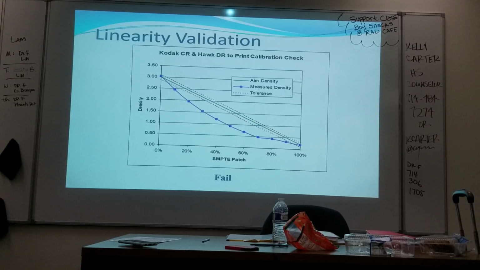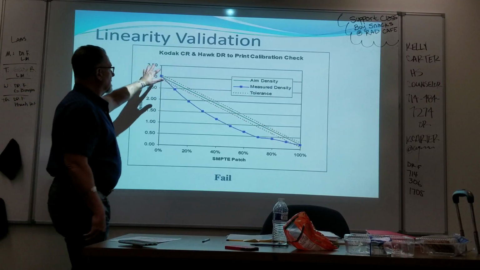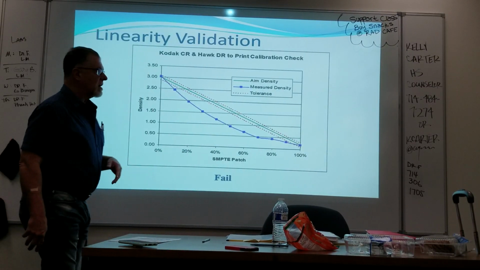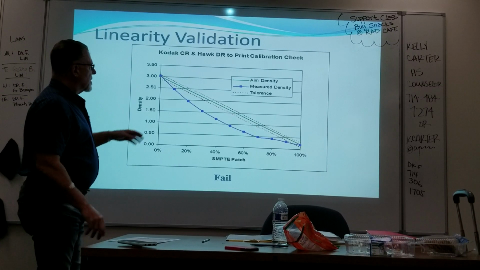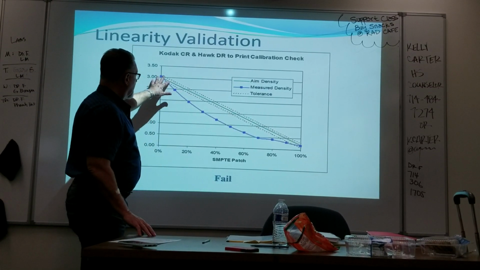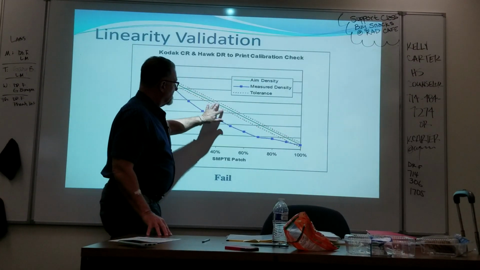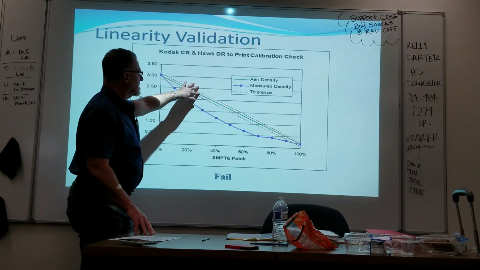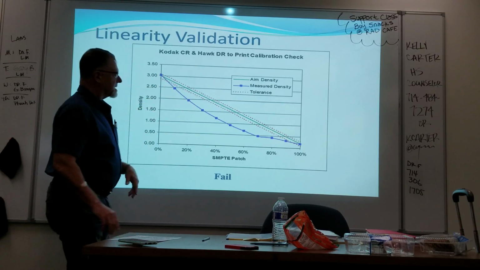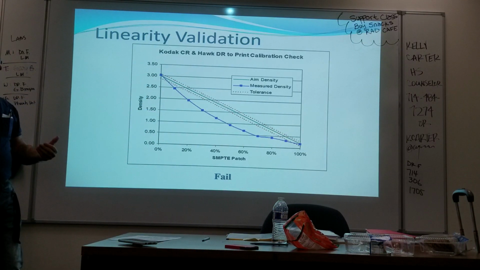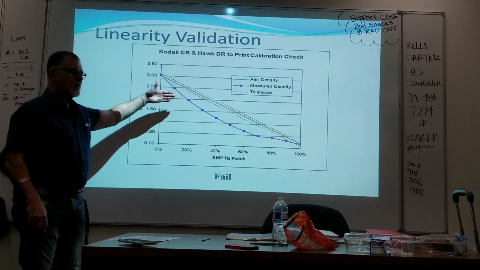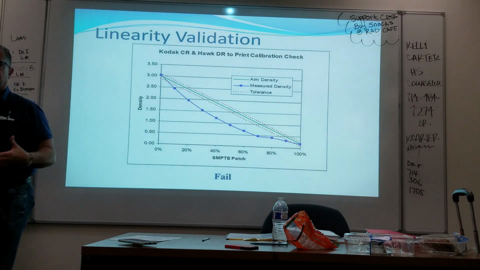So this is a sample. This is a linearity validation of a Kodak CR and a Hawk DR2 print calibration. So this is off a digital printer. So if you measured those steps that I indicated, this is what you should get. This is shown in green. This is what you want, linear. These are your error bars, okay, the red. And this is what your actual result is. So this, obviously, the system is out of calibration, which means you're not displaying contrast levels accurately.